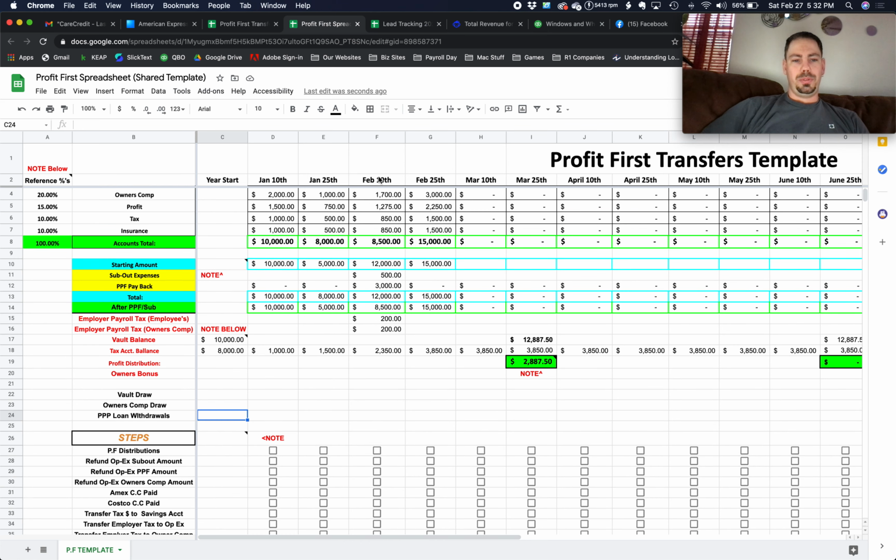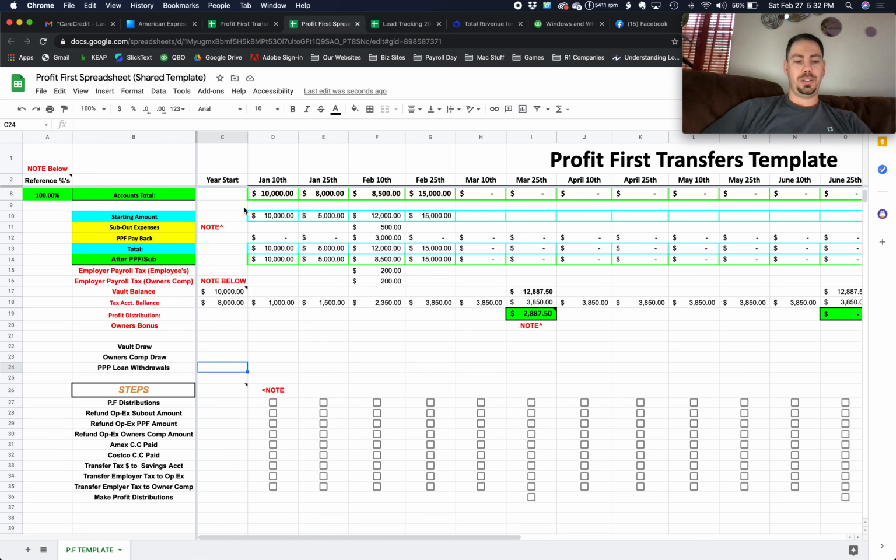And you will want to download this template when you open it up. It won't let you edit it just by opening it, so download the template and then you can open it in your own Google Sheets to use it on your own.